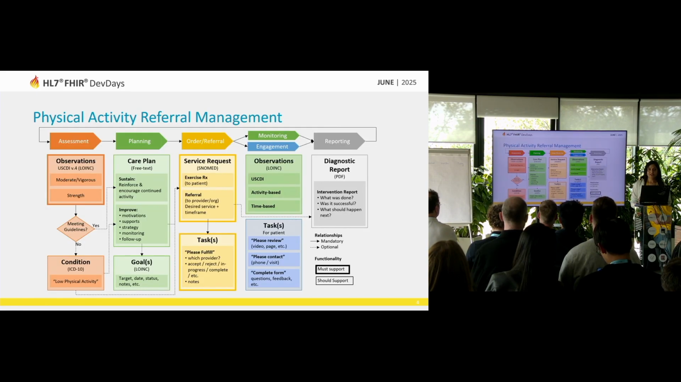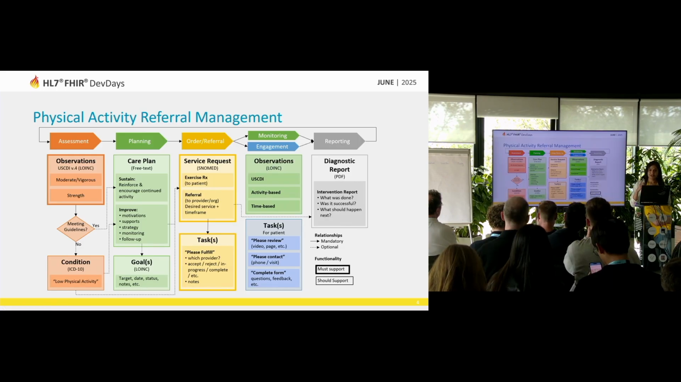So how does this happen in FHIR? From assessment to reporting, we have different observations where we record physical activity data for the patient. We do assessments on how well this patient is doing. Are they meeting the guidelines? If yes, we maintain the physical activity care plan. We create the orders. We monitor how well that patient is doing based on the observations, and then finally the diagnostic report.